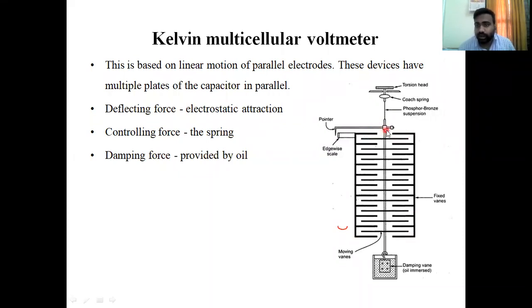With respect to the spindle, we connected the needle, a silver needle, and next we have a scale, and the deflection damping torque is achieved with respect to fluid friction damping.